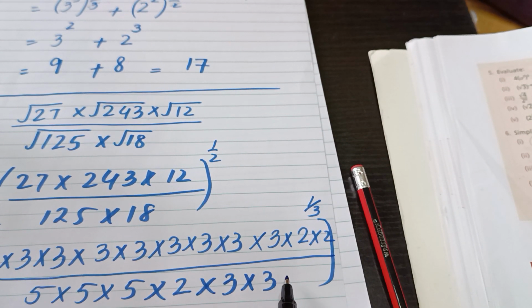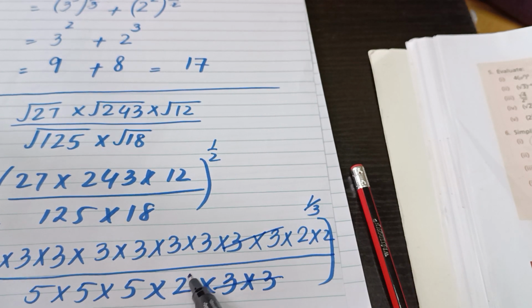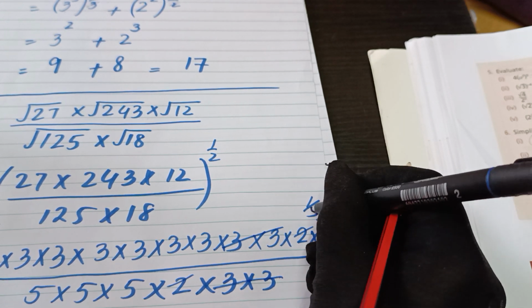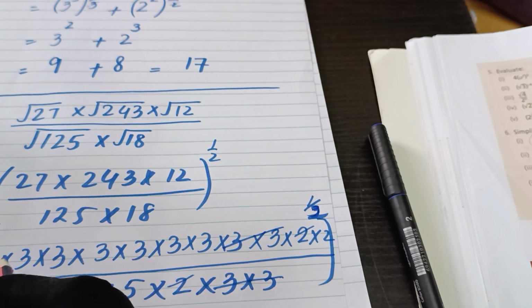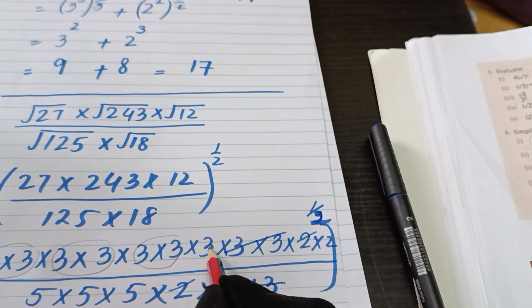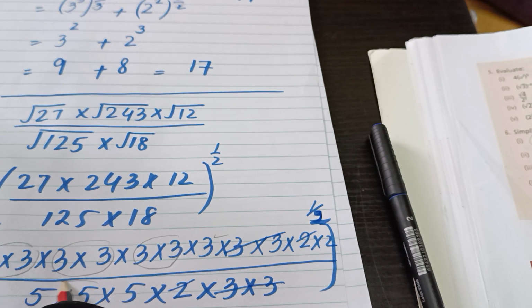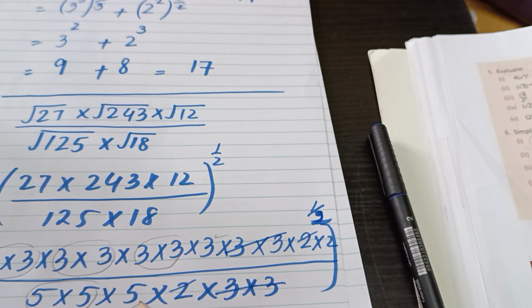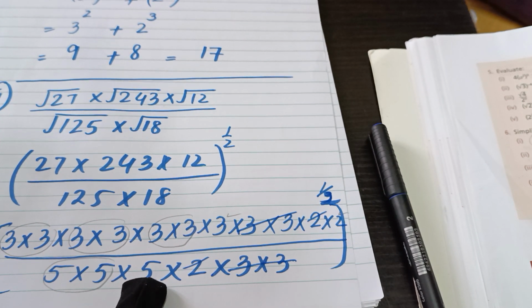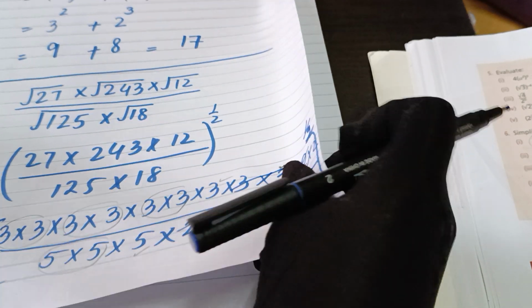These 3s can cancel, and the 2s cancel with each other, and no more cancellation is possible. Sorry, by mistake I wrote 1 by 3; this is 1 by 2. We will make sets of two numbers: 3 square, 3 square, 3 square, and 3 will be single. So 3, this 2, and this 5 are single, and the remaining are all in pairs. Let's write in the pair form.